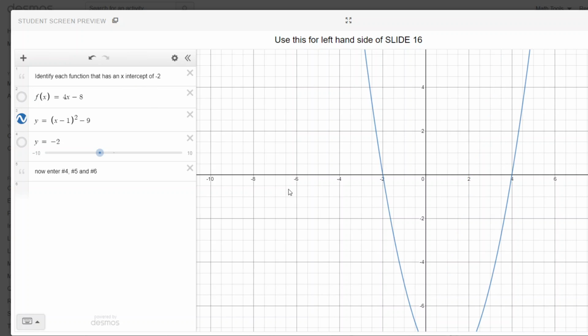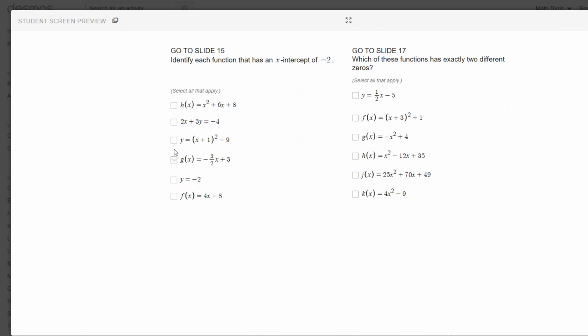Let's have a look at this one. Yes, this definitely goes through -2. That's pretty obvious. And for the last one, no, this one goes through -2, but on the y-axis, not the x-axis. So as I move to slide 16 then, I would certainly select this one, and you would have to check these 3. You have to get all 6 correct, as in yes or no, to actually get the point on those questions. So that can be a little bit difficult.